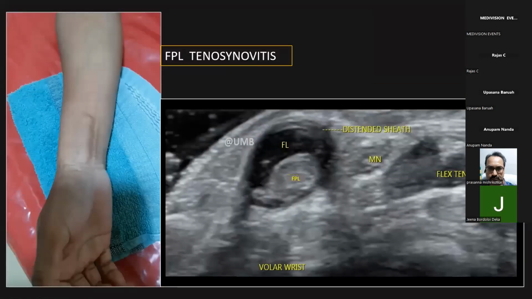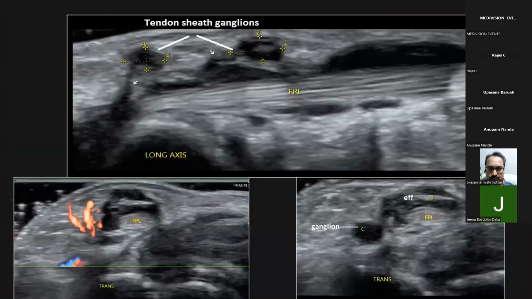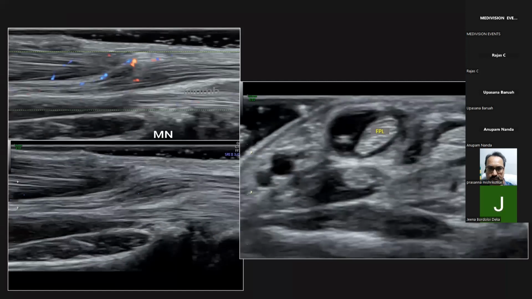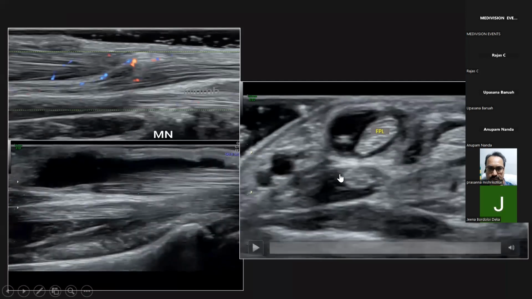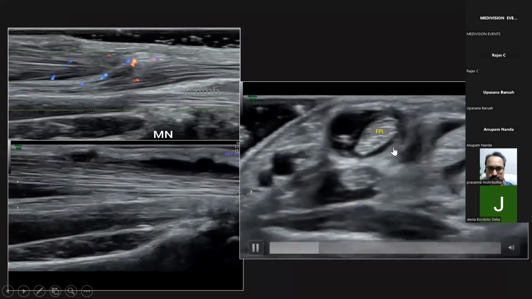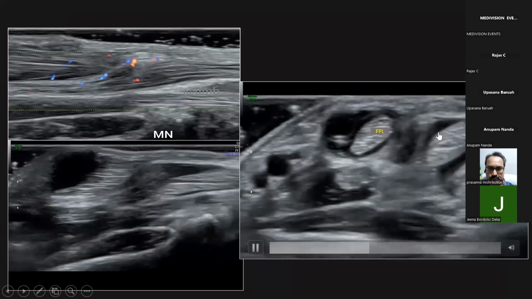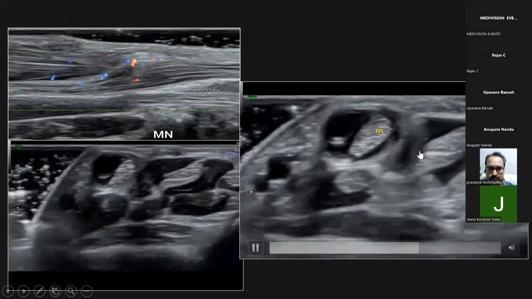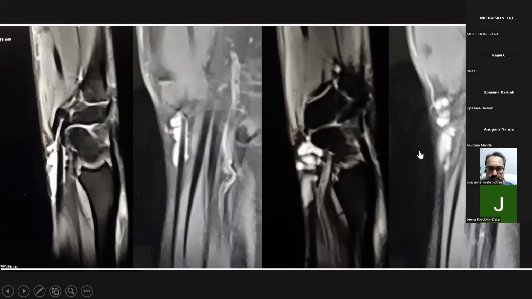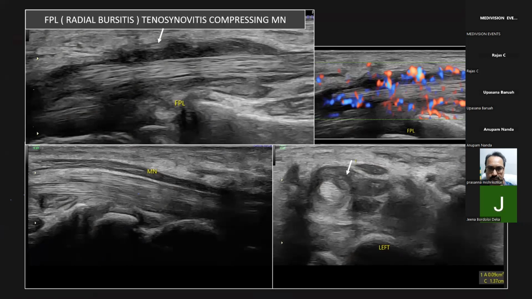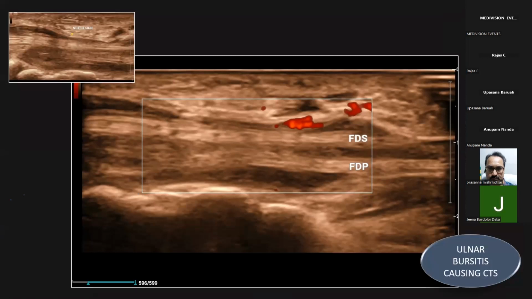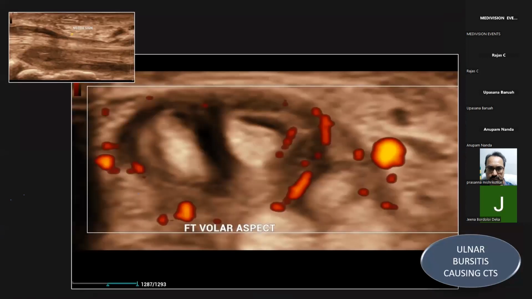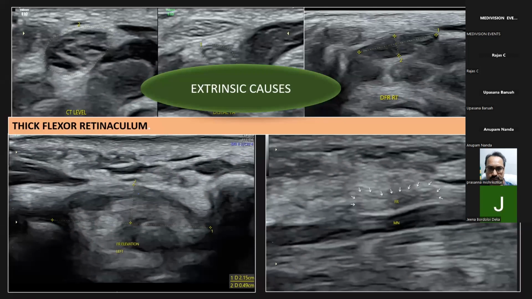Again, there may be tenosynovitis. This is a flexor pollicis longus tenosynovitis. As you can see here, there are even some ganglion cysts arising from the sheath, and you can see how the median nerve is swollen there, and it's just tucked in the interthenar space within the carpal tunnel. And this is the MRI of another similar case, and this is another case showing the radial and ulnar bursal tenosynovitis and compression.